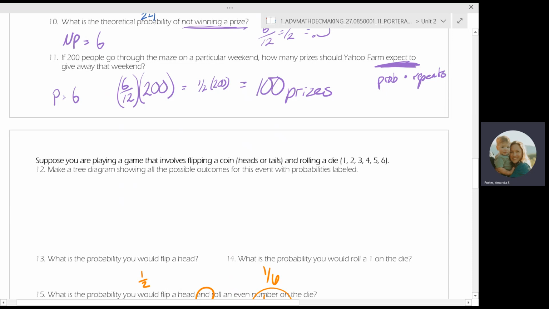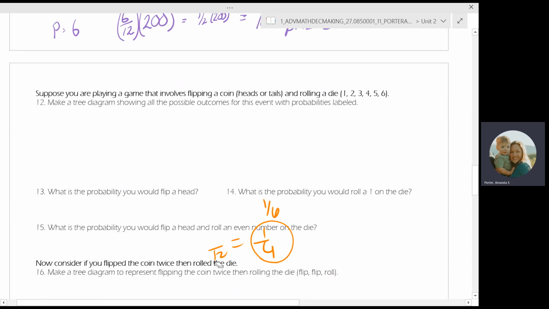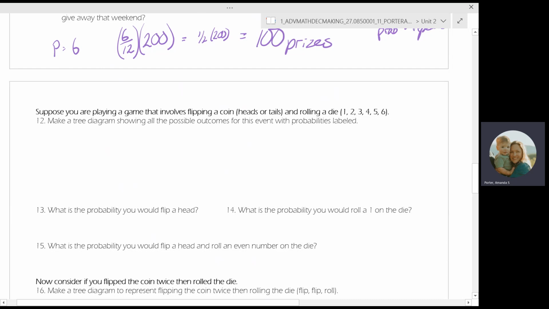All right, let's suppose you are playing a game, and I have no idea where those writings came from. We are playing a game that involves flipping a coin and rolling a die. So we're going to flip a coin, heads or tails, and we're going to roll a die, 1, 2, 3, 4, 5, 6. So the tree diagram has 2 actions. The first action is coin, and with the coin we either get heads or tails. Now this does say let's label probabilities. Most of you know this: flipping a coin is 1/2 and 1/2 probability.